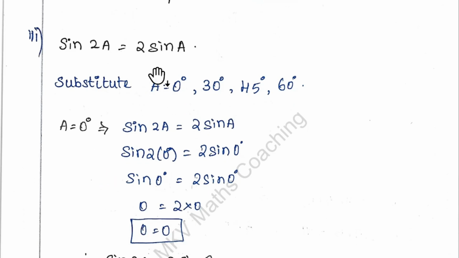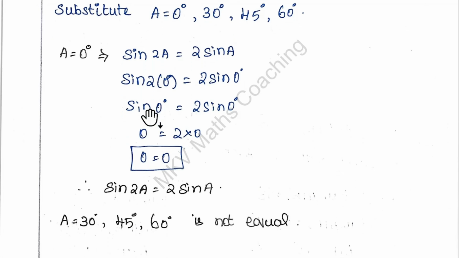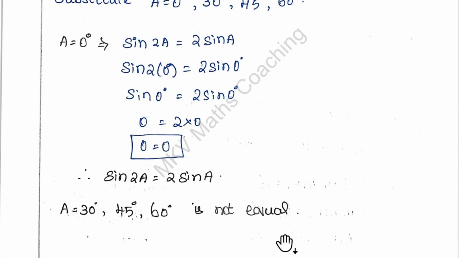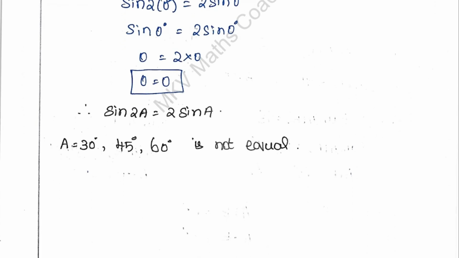Can you see a equal to 0 degree satisfies here? LHS equal to RHS. So you can choose a equal to 0 as the option. If you check for 30 degree, 45 degree, 60 degree, it will not be equal. So you can go with the option 0 degree.